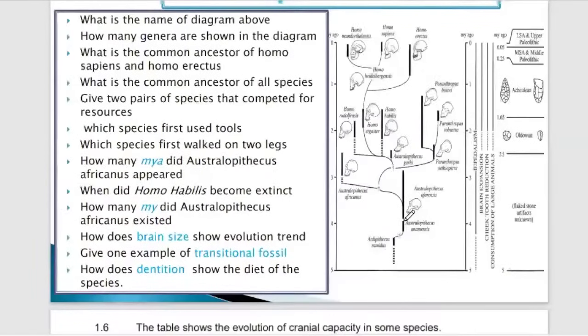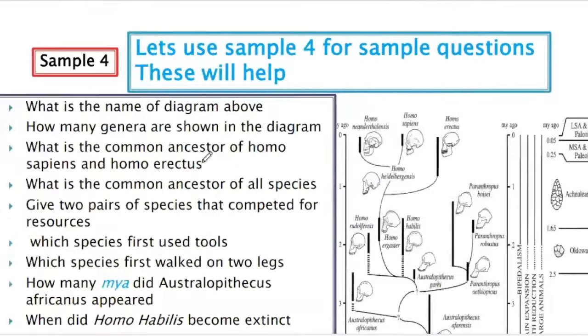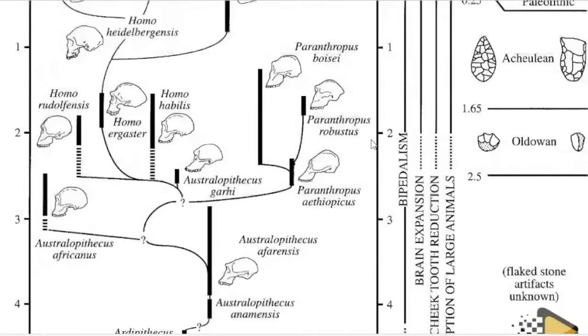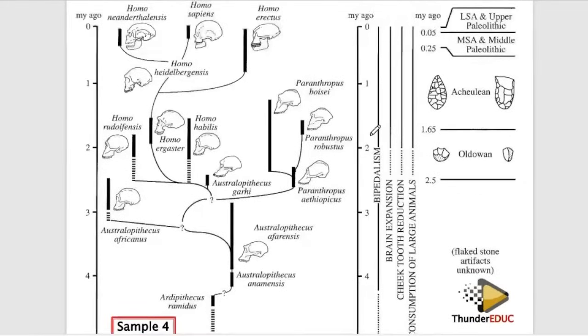Here are the questions we're going to talk about. What is the name of the diagram given above? It's called the phylogenetic tree. How many genera are shown? When they talk about genera, you look at the first name and you don't repeat it. Ardipithecus is the first genus, Australopithecus the second, then third, Paranthropus. Do you have Homo? That is four. I think there are four, unless there is something I've not seen.